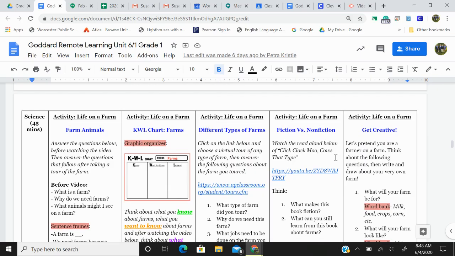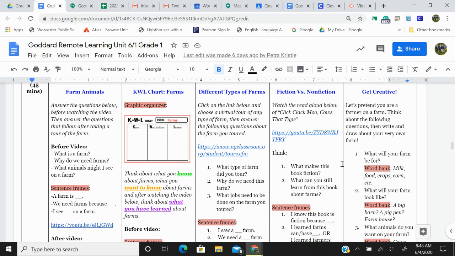In science, we're going to continue learning about life on a farm. Fiction versus nonfiction. Watch the read aloud below of Click Clack Moo, Cows That Type. Oh, one of my favorites. Click on that link there. Think: 1. What makes this book fiction? 2. What can you still learn from this book about farms?